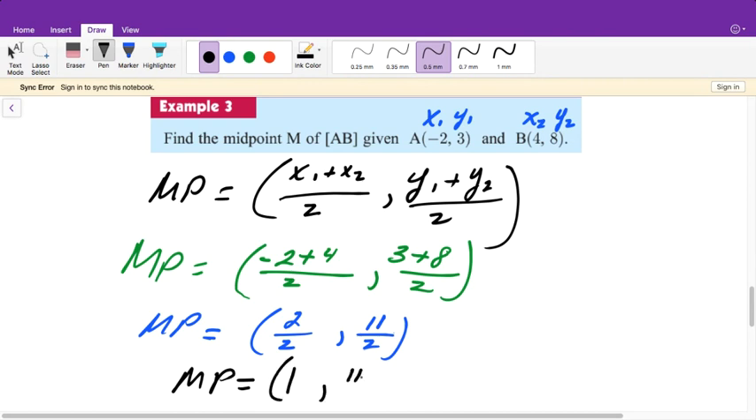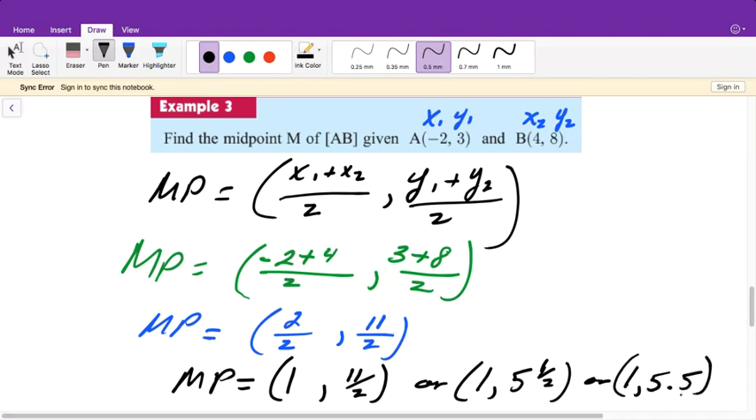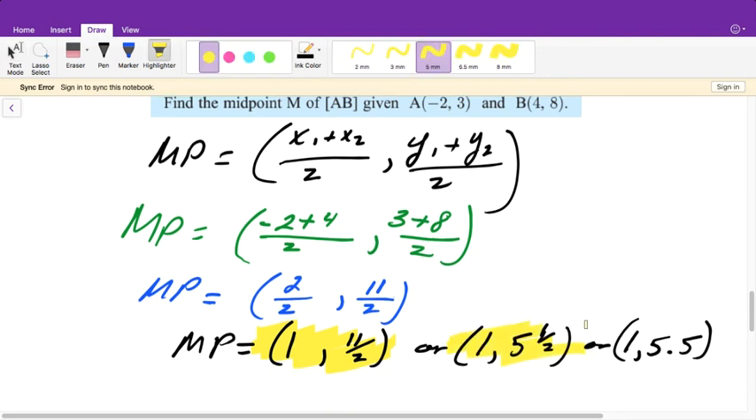But you can leave this as 11 halves, or you can write this as 5 and 1 half, or you can write this as 5.5. I do prefer for you to leave it like this of all those ways. But if you want to write it as 5 and 1 half, that's not bad as well.